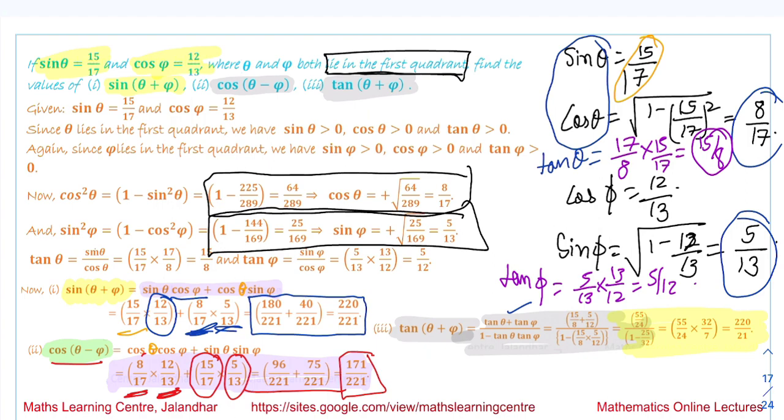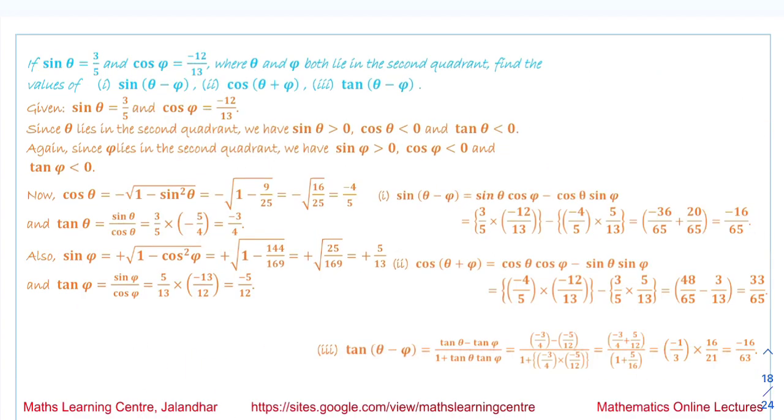Next question we have is, if sine theta is equal to 3 by 5, cos phi is equal to minus 12 by 13, where theta and phi lie in the second quadrant, we have to find the value of sine of theta minus phi, cos of theta plus phi and tan of theta minus phi.